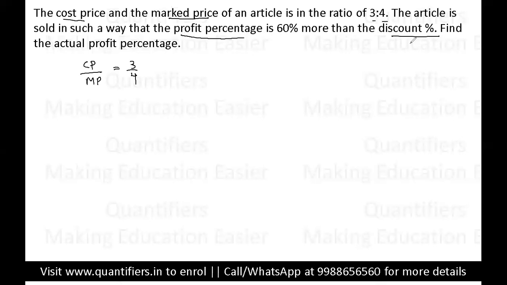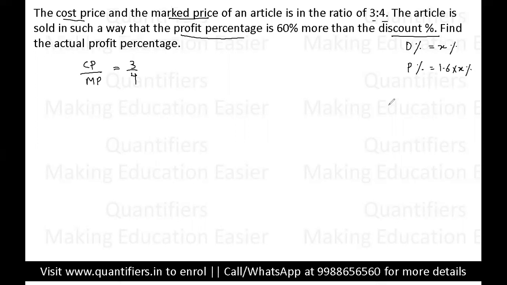So let me give you an example. What they are trying to say here is, if let's say discount percentage is X%, right? So the profit percentage will be 60% more than X, right? It will be 60% more than X. So that will be basically 1.6 times X%. So I hope ये point सबको समझ में आ रहा है.